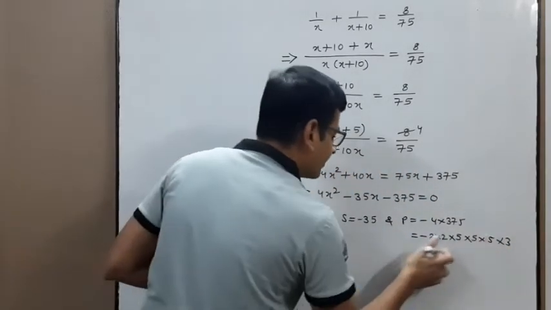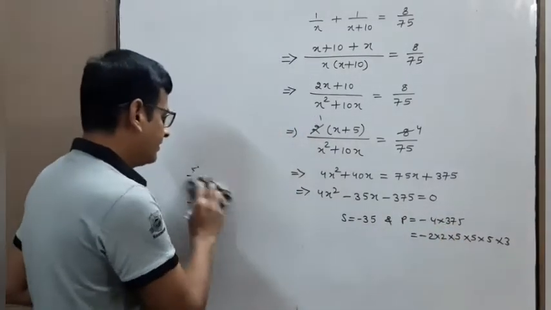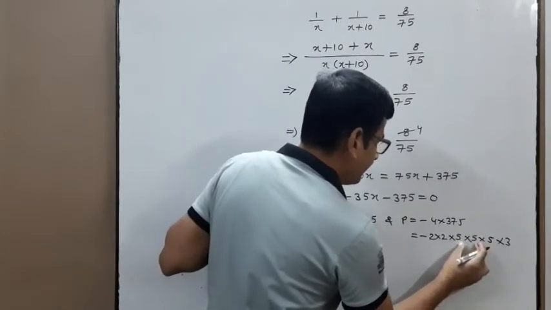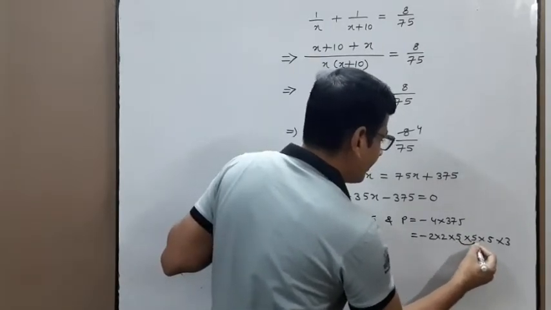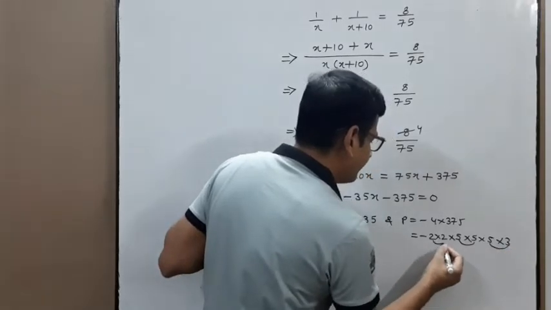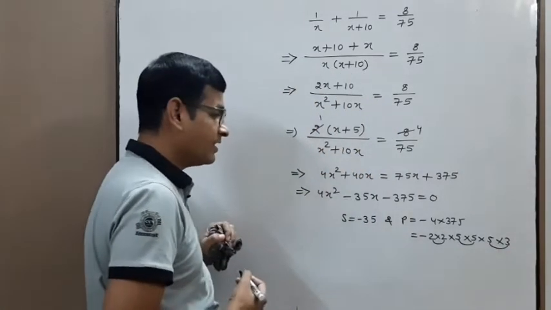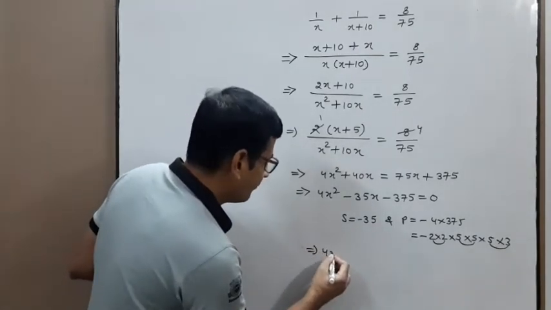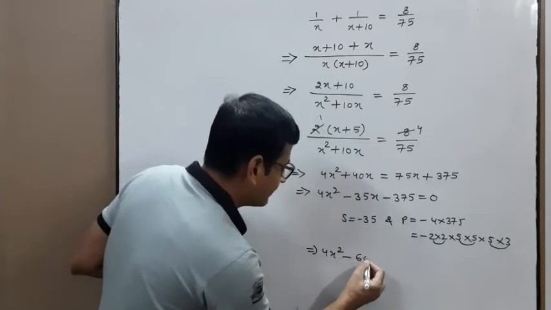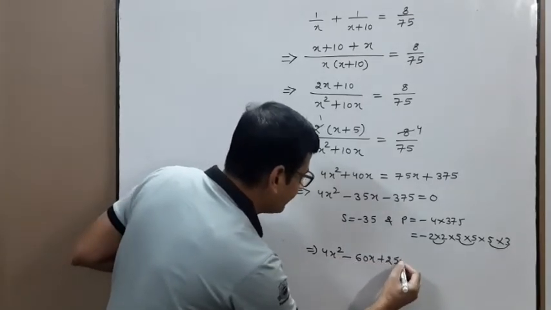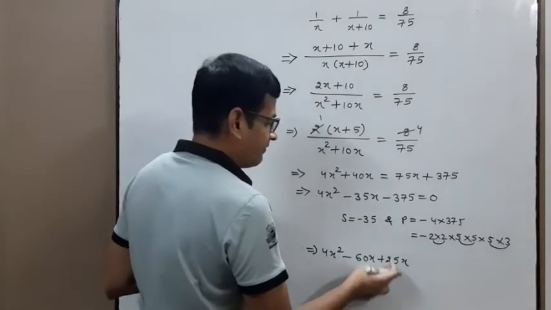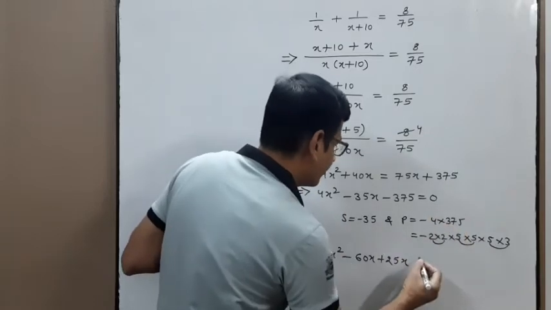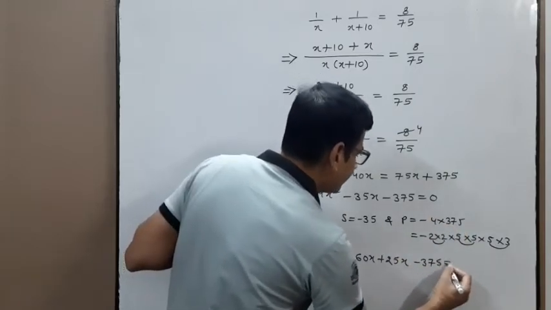So the product of these numbers is this into this. Now prepare a pair: 5 fives are 25, 5 threes are 15, and 15 fours are 60. So 60 and 25. 60 minus 25 gives 35. So 4x square minus 60x plus 25x minus 375 is equal to 0.